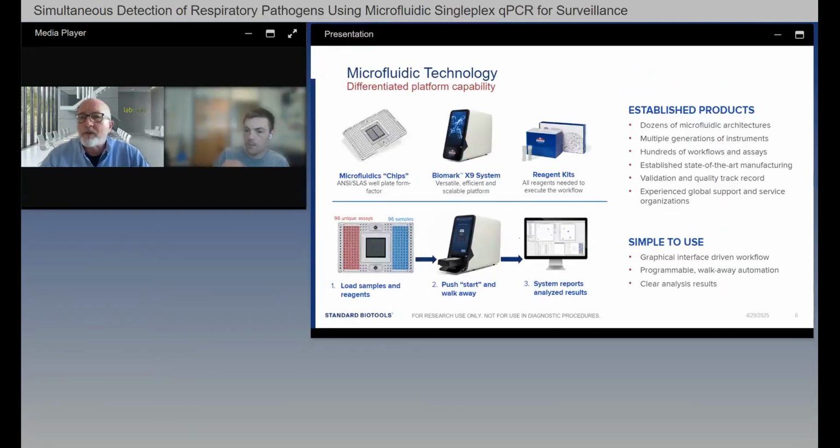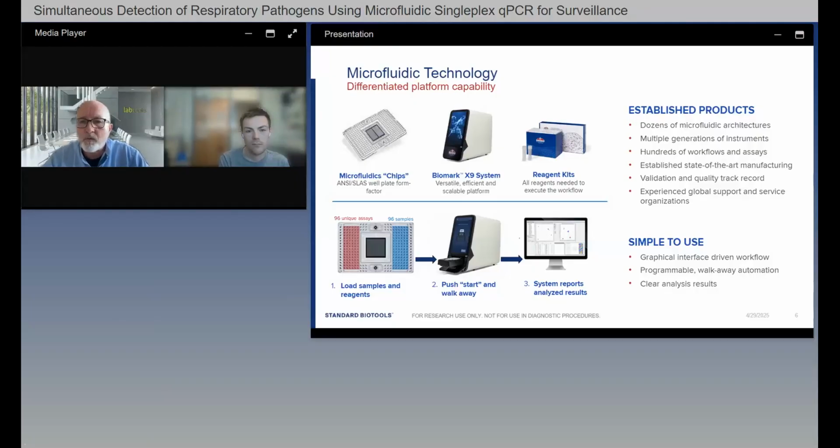So our core technology is delivered to our customers through a consumable that has the SBS microplate form factor, the IFC or chip, as people call it. The consumable is run on a system we call the Biomark X9 that has the capability to move fluids, thermal cycle, and perform optical detection. And the overall workflow looks like this.